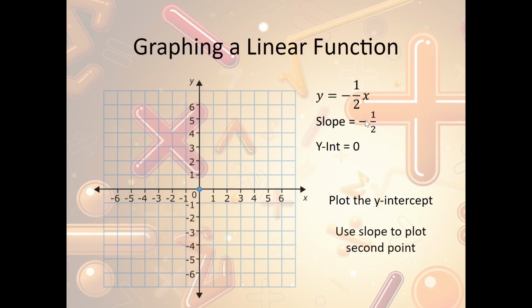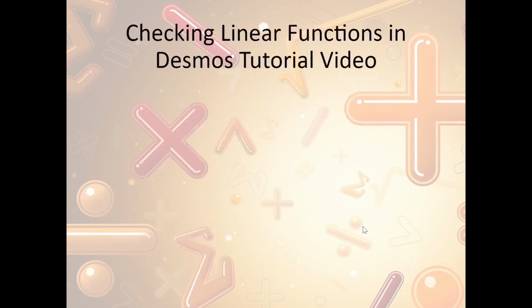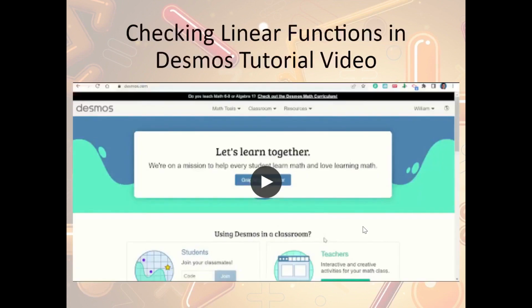So my change in y is -1, so I go down 1. And my change in x is 2, so I'm going to go to the right, 1, 2, and plot my point. So now I have my first 2 points. The next step is just to connect the dots and draw a line between them. So I'm going to connect the dots. And now I have a linear function that is graphed that goes through 0 and has a slope of -1/2. There's a video here also that shows you how to graph linear functions in Desmos. So you can go ahead and watch that.